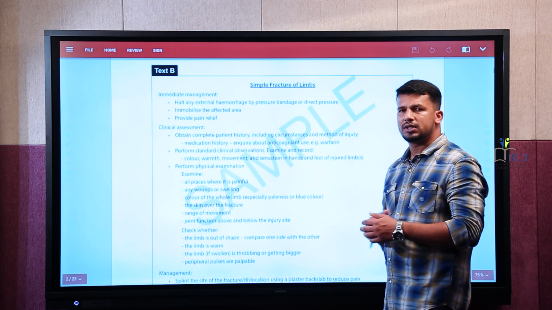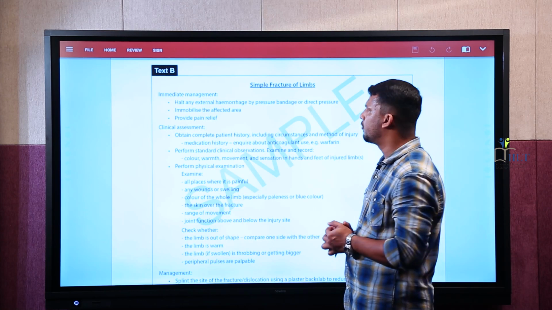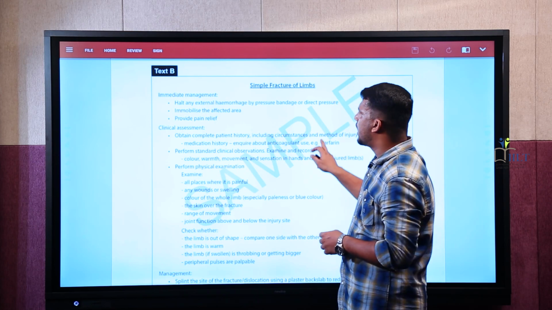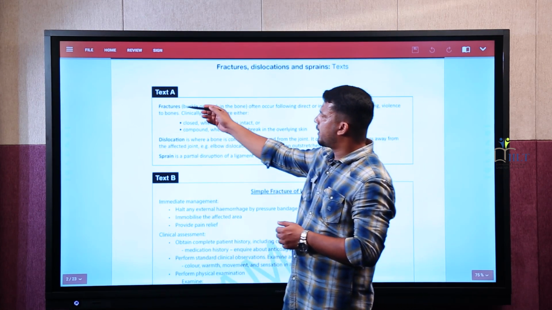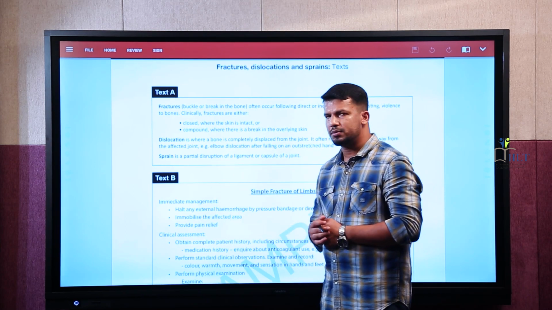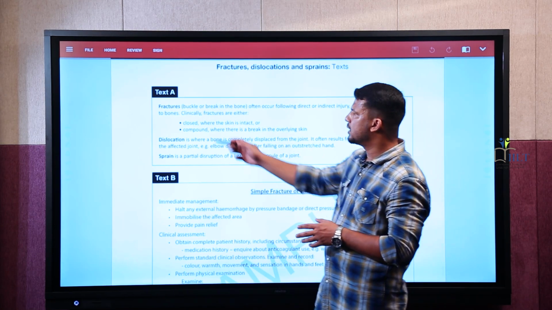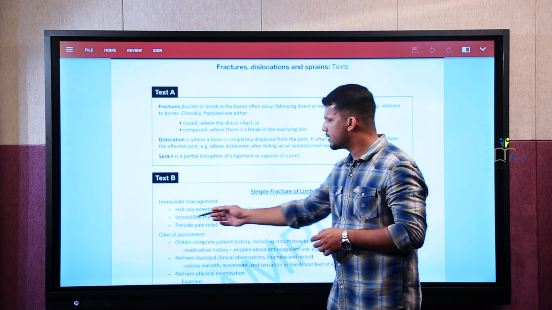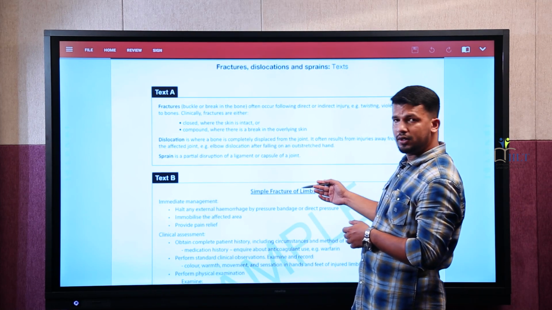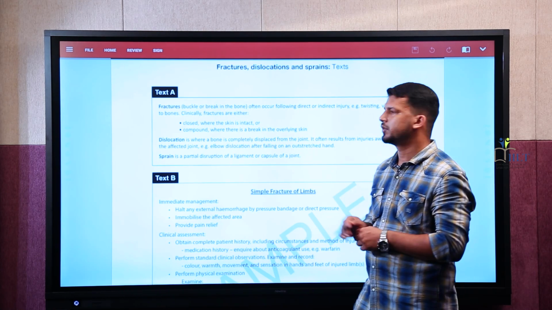Okay, let's go in detail into what skimming and scanning are. Skimming is a technique by which we identify the keywords or the important words in the passage. As you can see: fractures, dislocation, sprain, immediate management, clinical assessment. These are some of the words which are the key points. If you see, they are in bold letters. These are the headings. You have bullet points. Again, the subheading is there. We have a heading over here also, simple fracture of limbs. So this is giving a general idea of the whole passage.